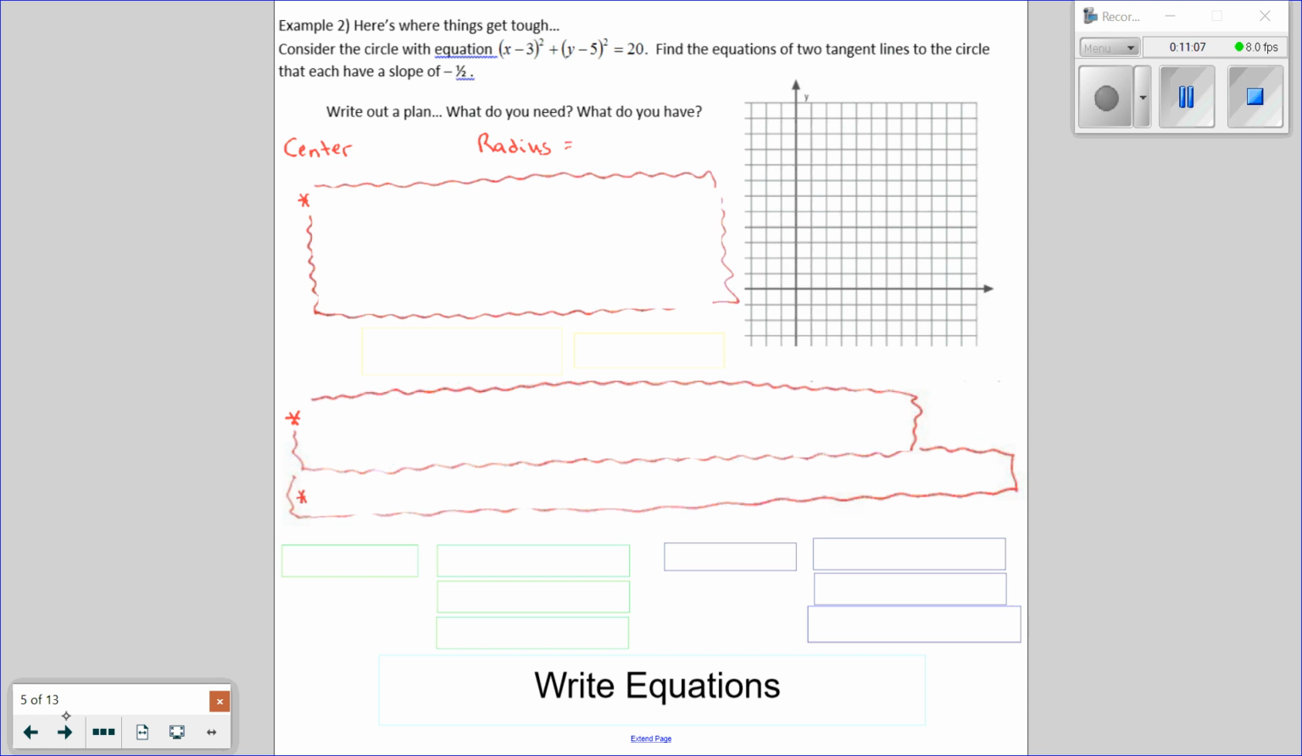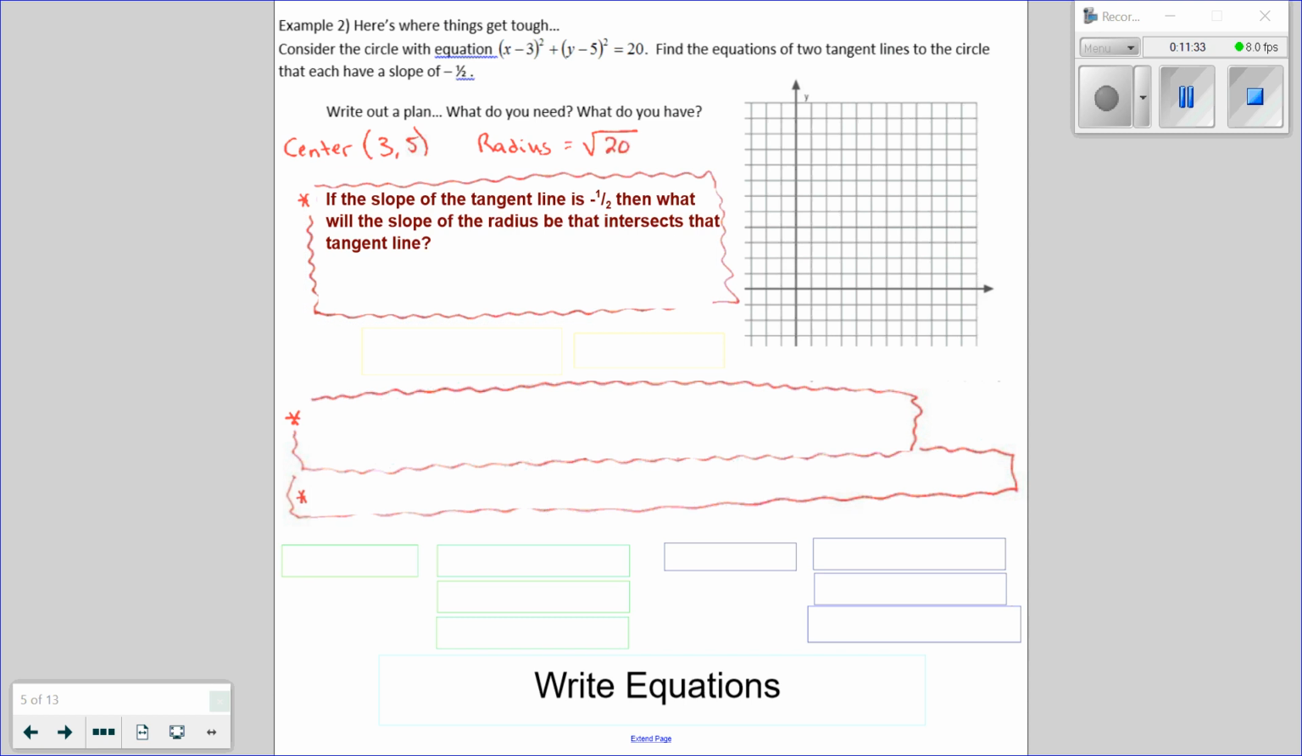So our tangent lines will have a slope of -1/2. Okay, so our center point for our circle is (3, 5), and our radius is radical 20. Now that's not convenient. We've been using circles with a nice, neat whole number radius. We don't have that here. So let's figure this out.